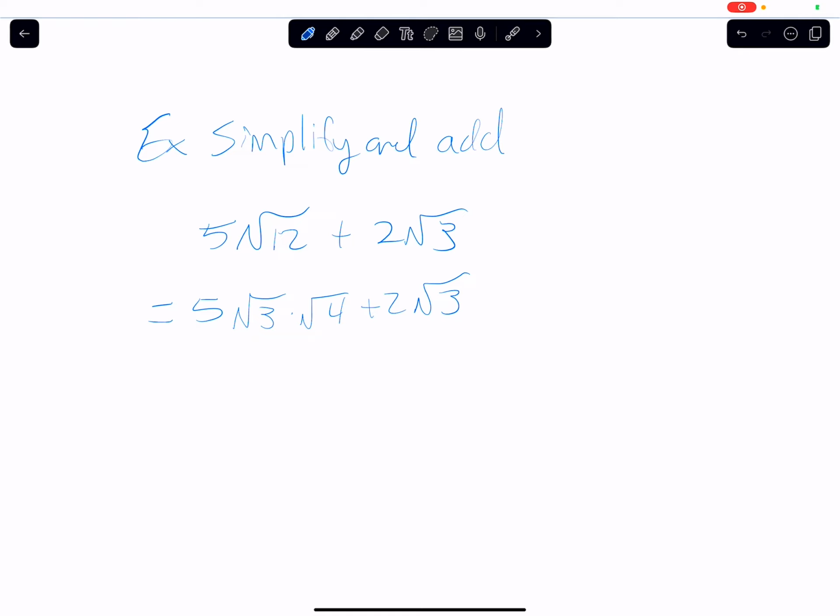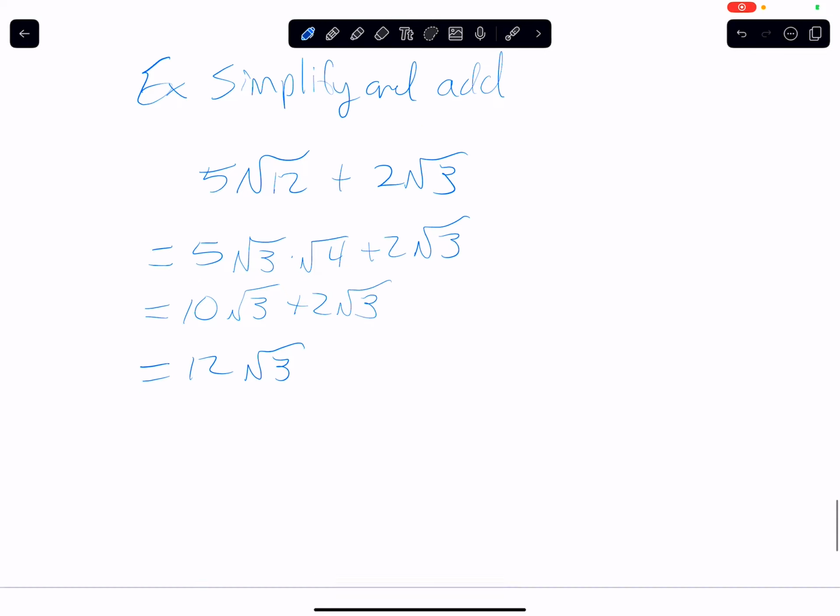Well, the square root of 4 is a perfect square, so we end up with 5 times 2, the square root of 4, which is 10, times the square root of 3, plus 2 times the square root of 3. Well, 10 times the square root of 3 plus 2 times the square root of 3 is just 12 times the square root of 3, and that's our final answer.